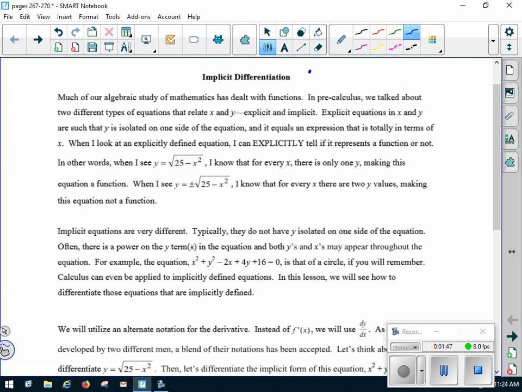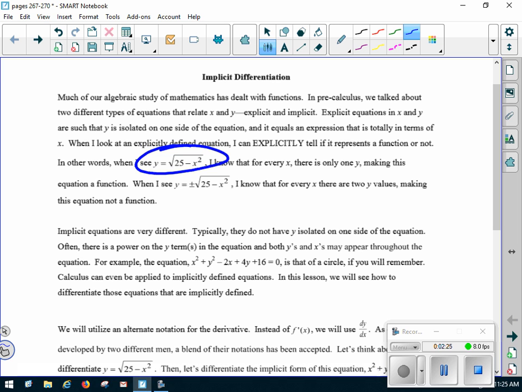An implicit function. That's an implicit function. I cannot solve that for y. I cannot make that thing say y equals. So what's y? I don't know. So that's an implicit function. When I look at an explicitly defined equation, I can explicitly tell if it represents a function or not. Now I want you to look at this.